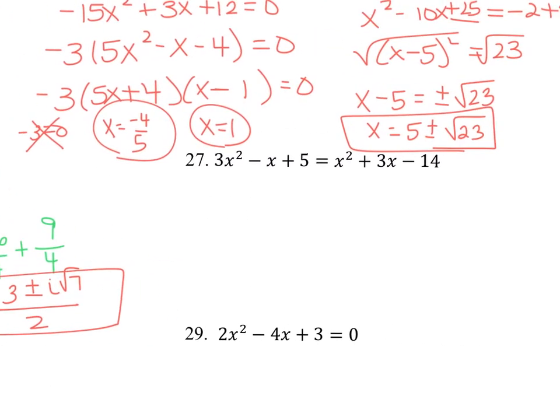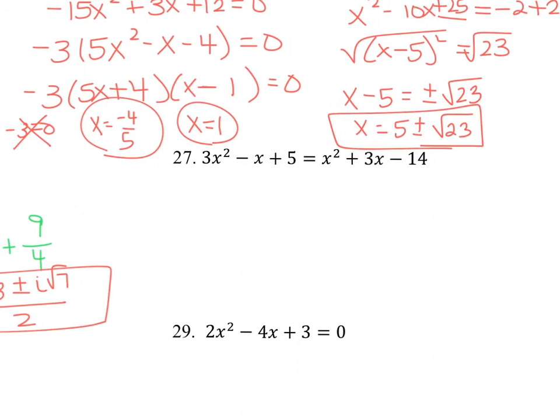Let's go ahead and do the next one. I'm going to subtract x squared to make 2x squared. I'm going to subtract 3x and make negative 4x. And I'm going to add 14 and make 19. All right, I'm going to divide everything.